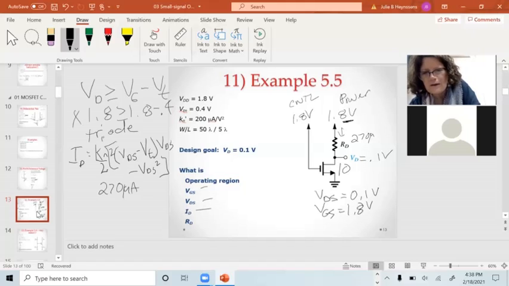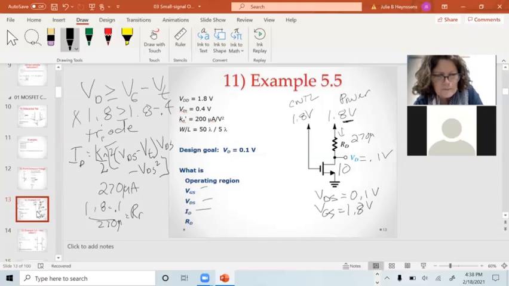Once we get that ID, we can calculate a value of RD. Just using the voltage drop across the resistor, 1.8, this is Ohm's law, minus 0.1, over 270 microamps is going to give me RD. And what is RD? 6.3 kilohms.